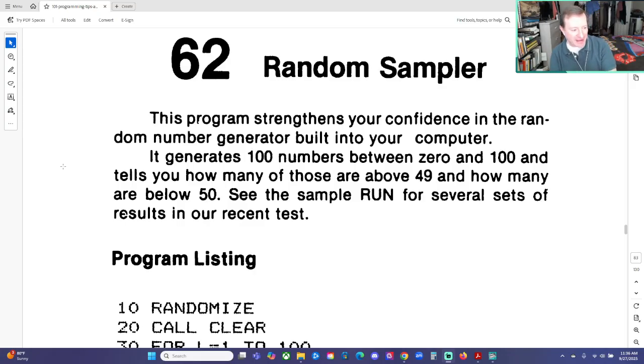We're going to get into the Classic 99 emulator, which emulates a TI-99/4A on a modern computer, type the program into TI Basic, run it, see what we can learn from it, and see what we can make it do. Okay, program number 62 is Random Sampler. This program strengthens your confidence in the random number generator built into your computer. It generates 100 numbers between 0 and 100 and tells you how many of those are above 49 and how many are below 50. See the sample run for several sets of results in our recent tests.